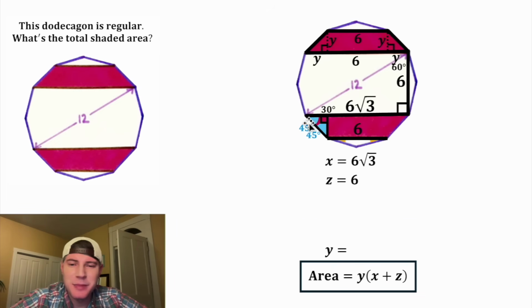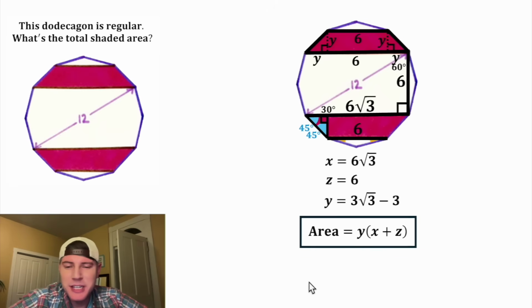This side is the same length as this side, so we know that y plus 6 plus y is equal to 6 root 3. And then from here, let's combine like terms, and y plus y is equal to 2y. We can subtract 6 from both sides, and that'll give us 2y is equal to 6 root 3 minus 6. Next, we can divide both sides by 2, and we end up with y is equal to 3 root 3 minus 3. And this is the answer for y.